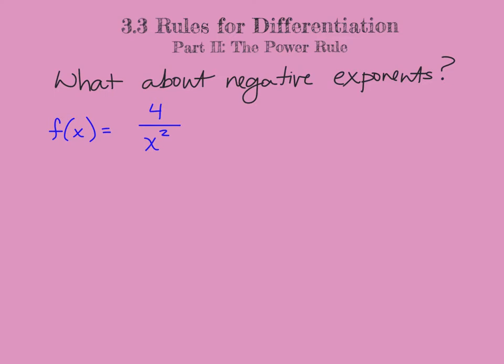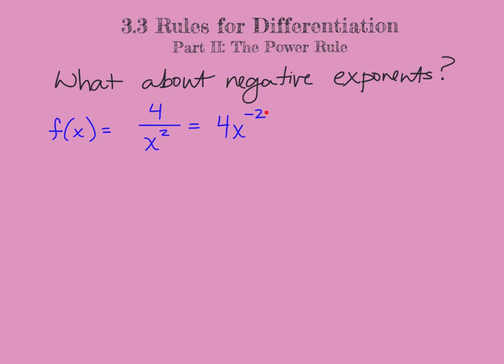Let's talk a little bit about negative exponents. When we see something like f of x equals 4 over x squared, we can rewrite this as 4x to the -2. I want to rewrite it that way so it looks like x to the n. This does not look like x to the n. X to the n is in the denominator here, and we have this 4 up top. This is still f of x. I have not done any calculus yet. I've only rewritten this algebraically.